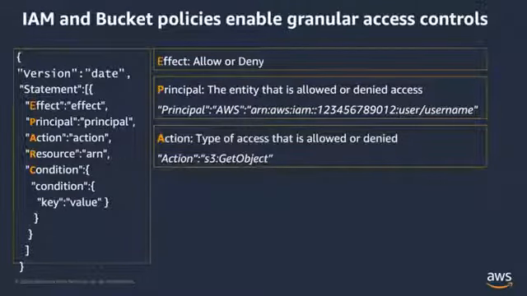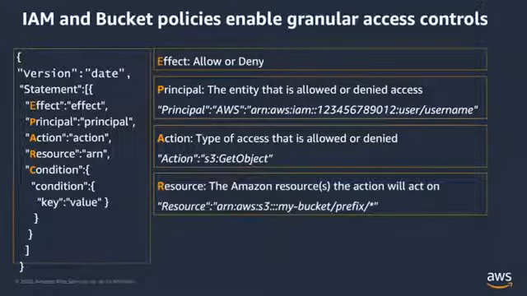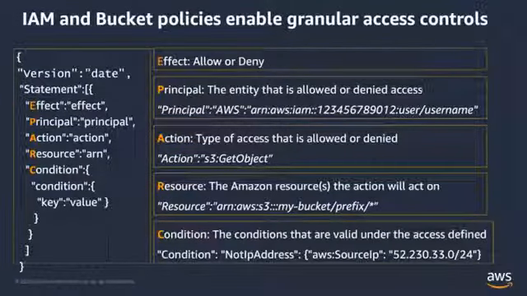Now, the action can be any type of action that is allowed or denied via the service. In this case, we have S3 get object, and we're using that a lot. And then the resource, this is the Amazon resource that we acted upon. In this case, our ARN is ARN:AWS:S3:my-bucket/prefix/*. So that would be the bucket of my-bucket, and then the objects that begin with prefix/. And so any object that begins with prefix/ would be the resource that we're talking about in this particular access policy. And then conditions.